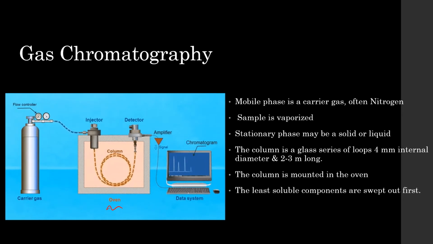The column is a glass series of loops, about 4 mils of internal diameter. It's about 2 to 3 meters long. As I said, it's vaporized in the oven. Keep it moving as a gas, and then the least soluble components are swept out first.